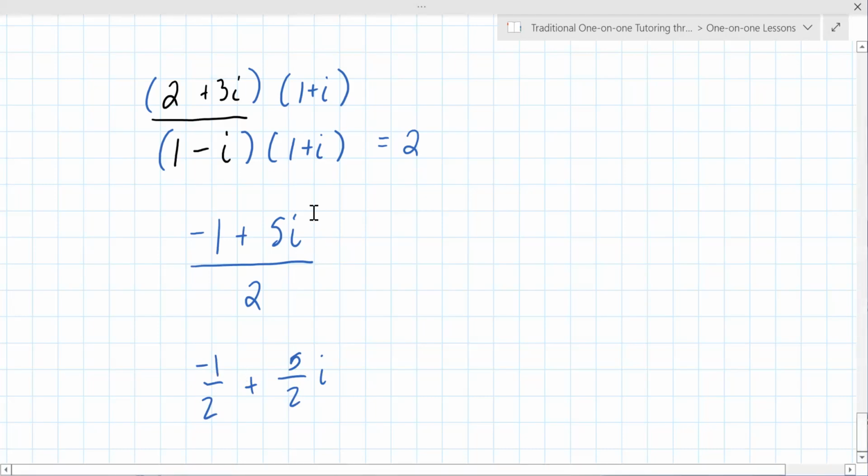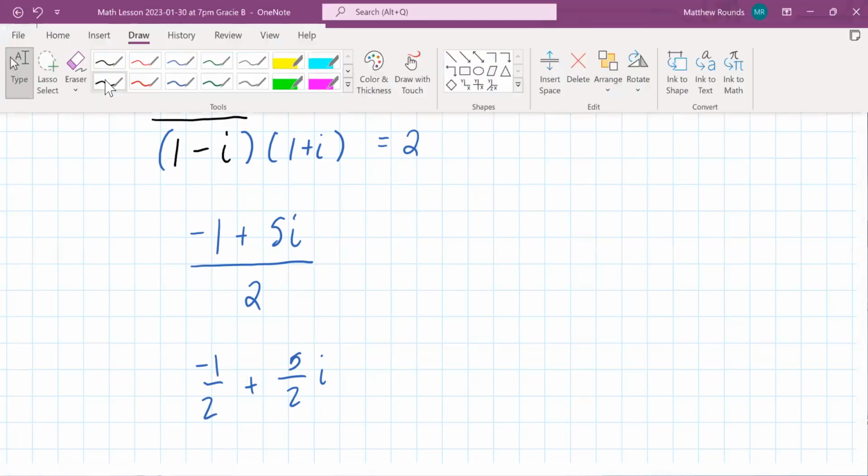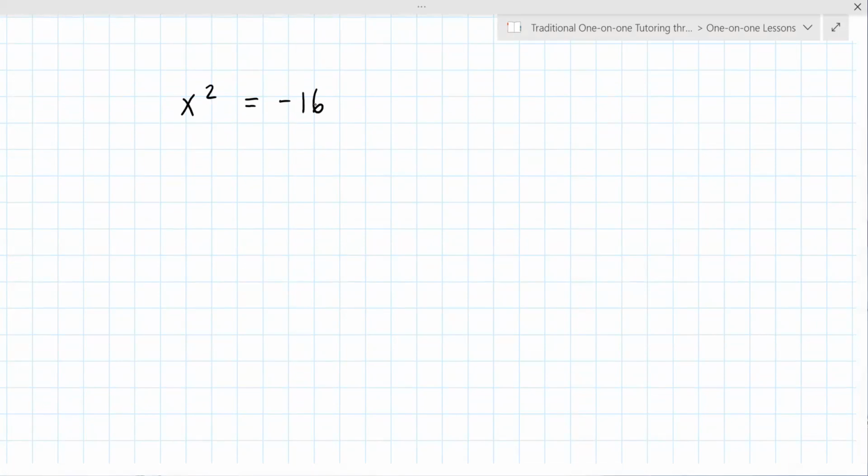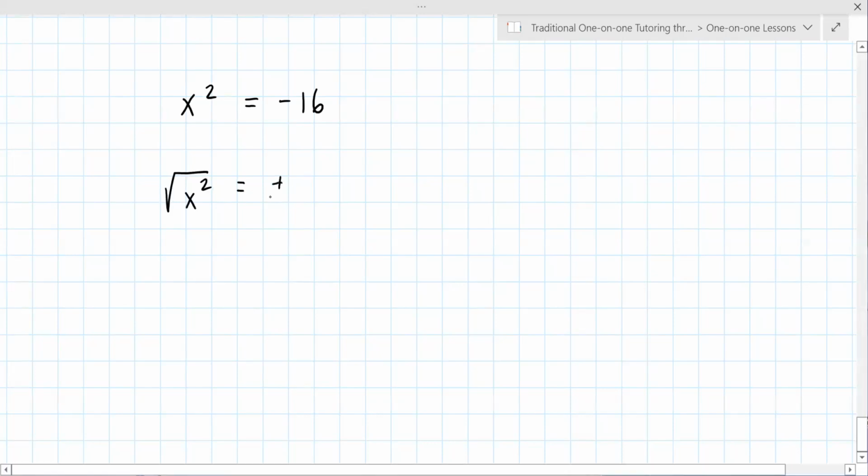All right, so we've really done a lot of complex stuff. The only other types of problems I can think of, I believe we did some last time, were quadratic formula, but then also the ones where it's like, hey, how do you solve something like this? How do you solve x squared equals -16? Do you remember from last week what to do for a problem like this? Is that when you do the square root of both sides? Yep. So it's plus or minus the square root of -16.